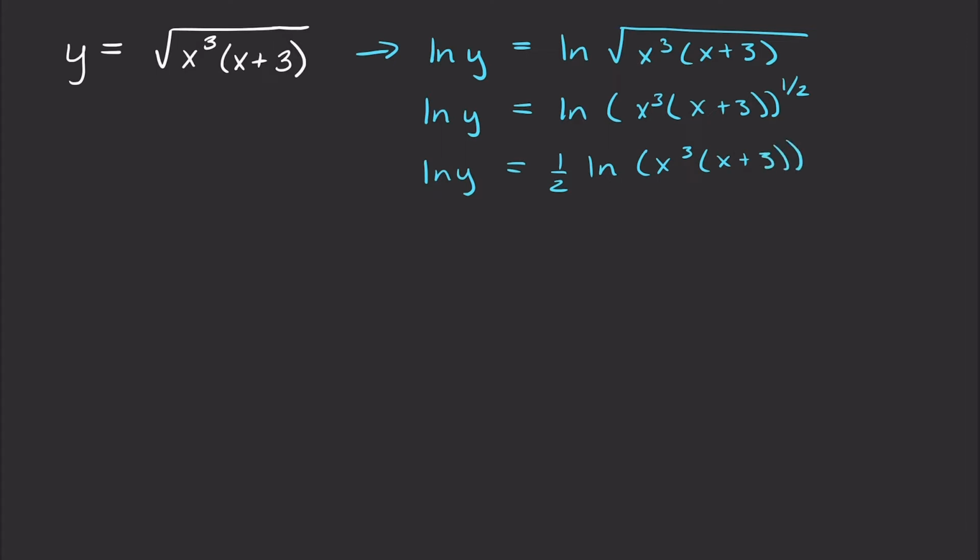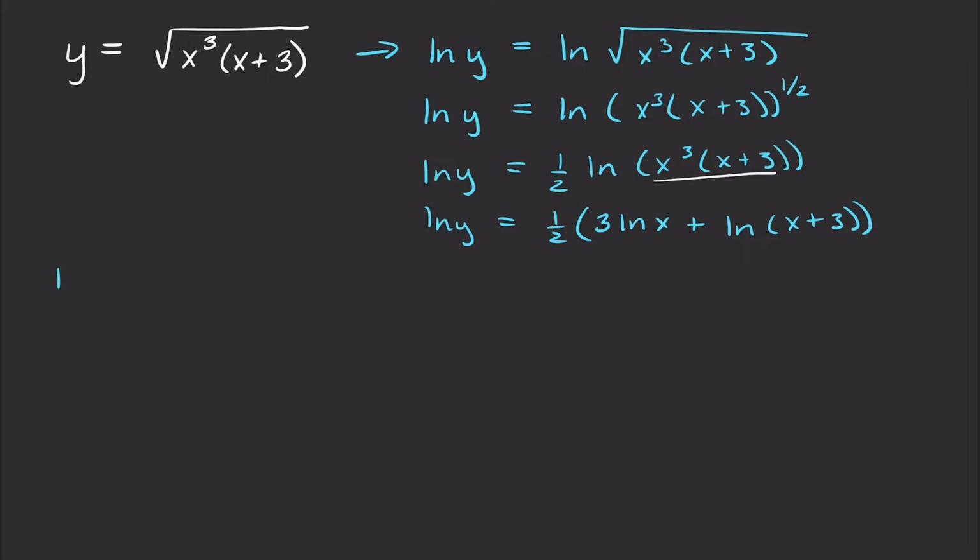And now we have the natural log of a product of things. And so again, we can rewrite this as 1/2 the natural log of the first function plus the natural log of the second function. Okay, and then again, I'm just going to erase this. We have the natural log of x cubed. We could again bring this out front, and instead of natural log of x cubed, have 3 times the natural log of x. So now we're ready to take the derivative of both sides.